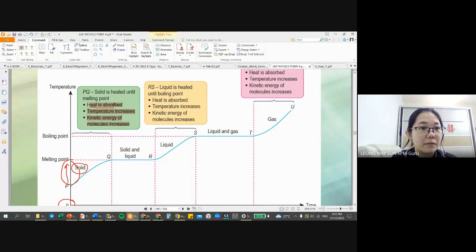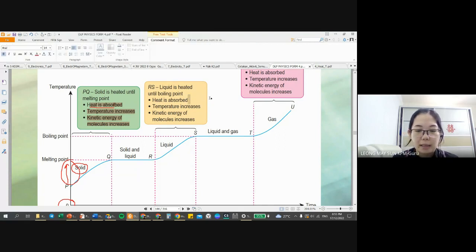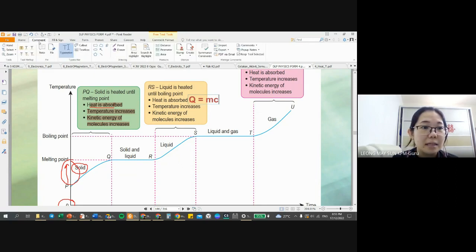So I'm going to write one more thing here. This heat energy that is being absorbed is Q equals mc theta. So that is actually specific heat. Because the temperature changes, and the substance doesn't change, it's still liquid, the temperature changes. So in this part of the curve, we use Q equals mc theta.